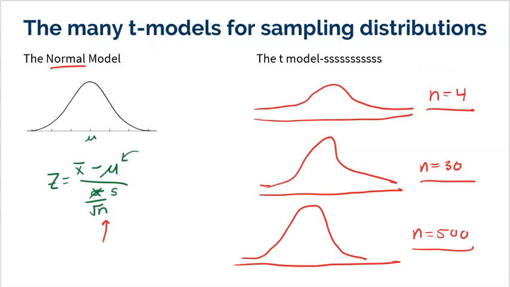So if I were to look at this first model I drew, I would say, oh, this is a t-model with 3 degrees of freedom, for a sample size of 4. Oh, this is 29 degrees of freedom for this model. Oh, this one has 499 degrees of freedom. And what we found out was that the more degrees of freedom you have, the bigger your sample size is, the more the t-models really kind of morph into the normal model.